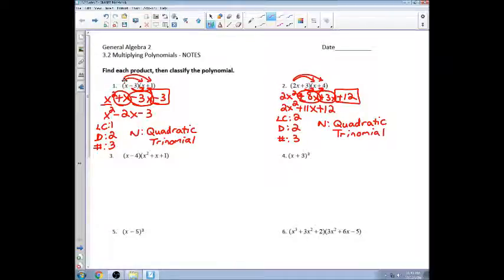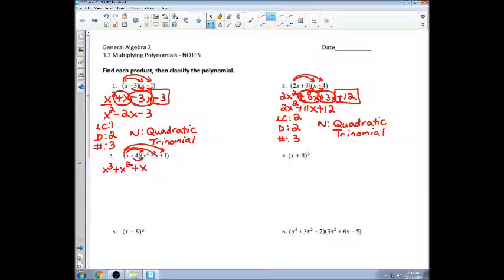It's a little bit different here. I have a binomial times a trinomial. I'm going to treat it exactly the same way. I'm going to take everything from the first parenthesis and multiply it by everything from the second parenthesis. So the first thing I'm going to do is the x times x squared, which would be x cubed. The x times x, which would be positive x squared. The x times 1, which would be positive x.